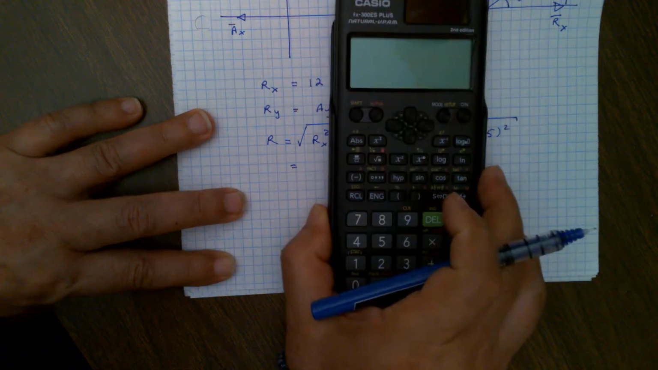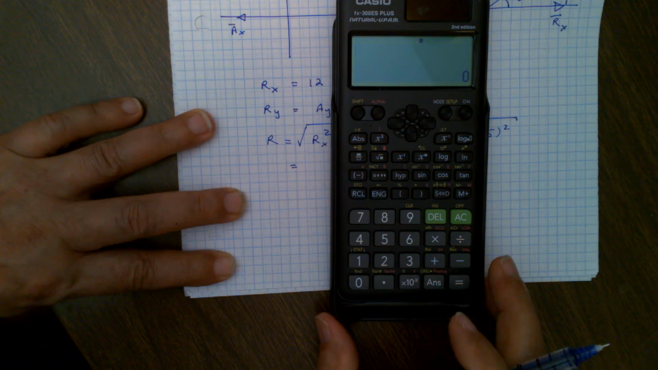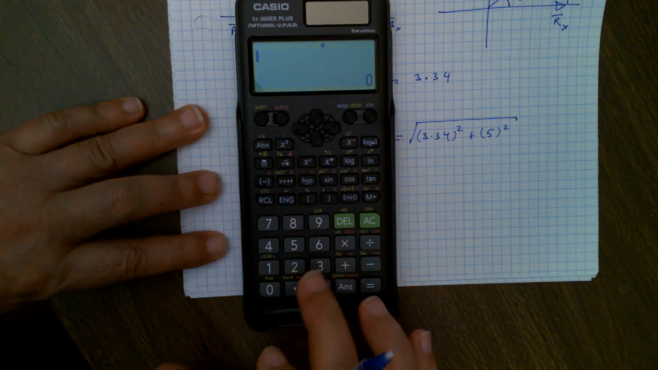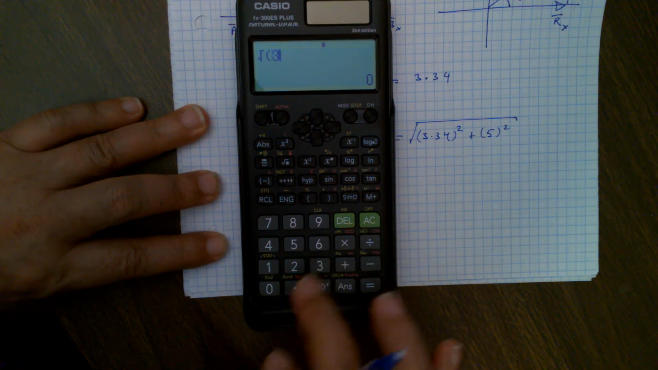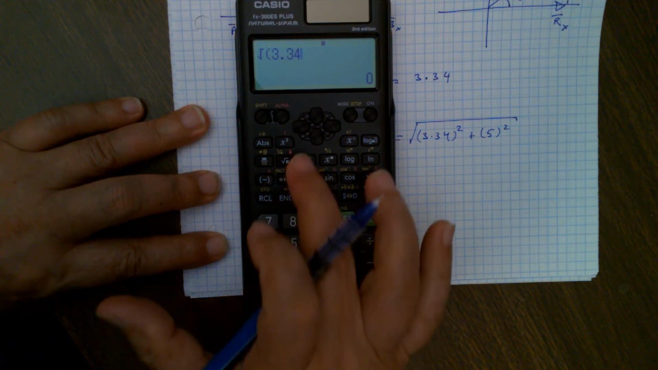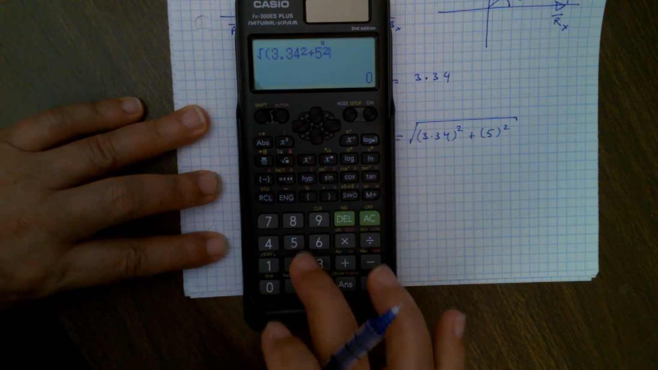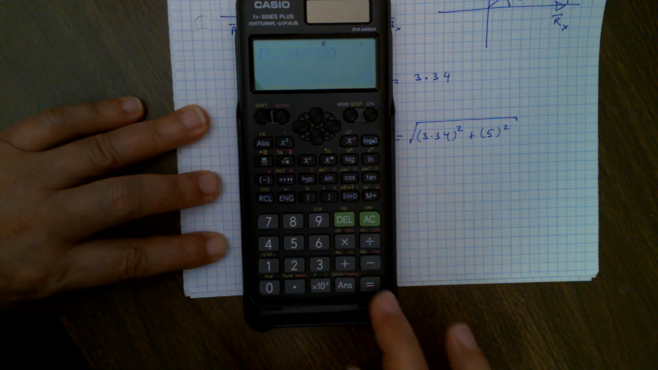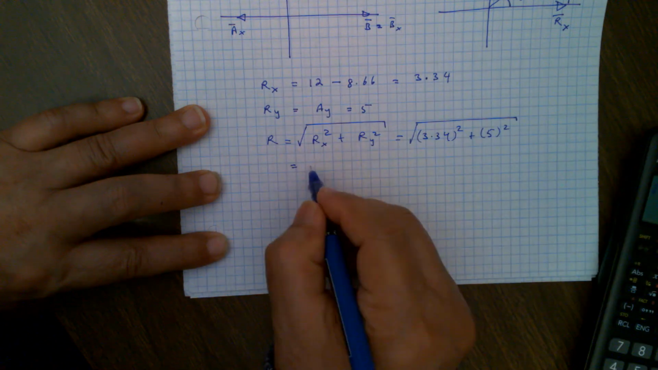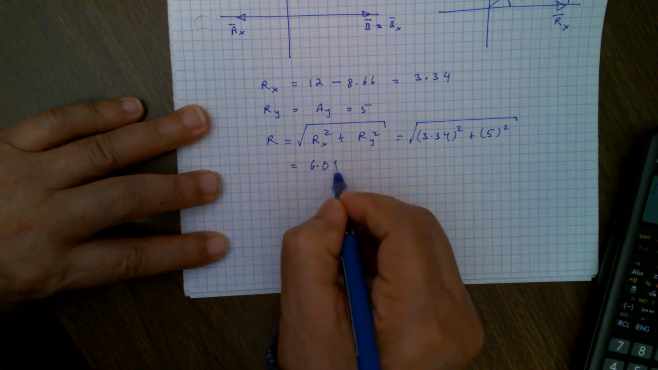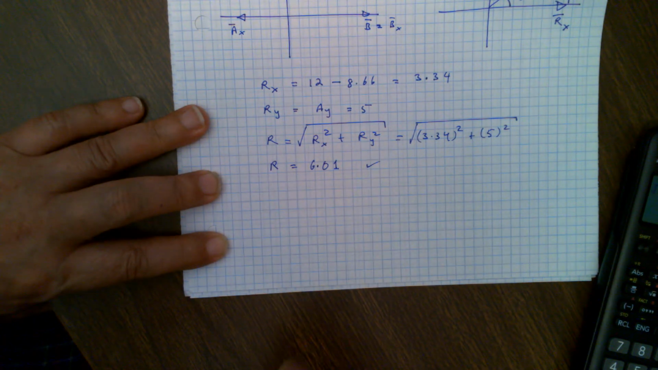So let's check if we are correct. Let's turn that on. This is a new calculator that I've never used. So 3.34, then I square it, plus 5 squared, and I think I have to close the bracket, and it's equal to 6.0129. So approximately 6.01. So that number must be correct, right? At least in the ballpark.